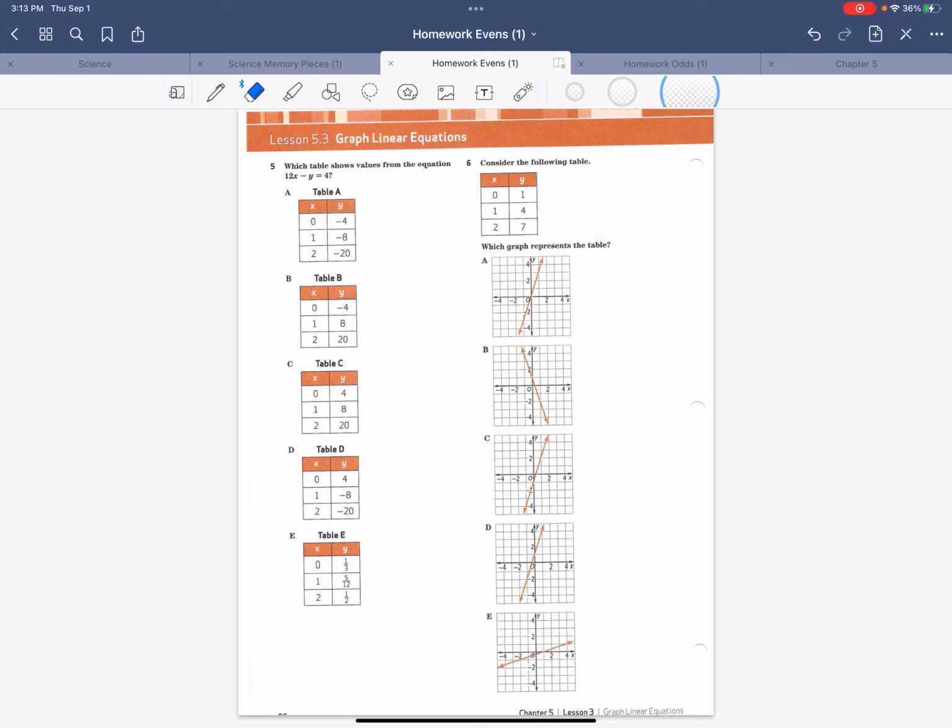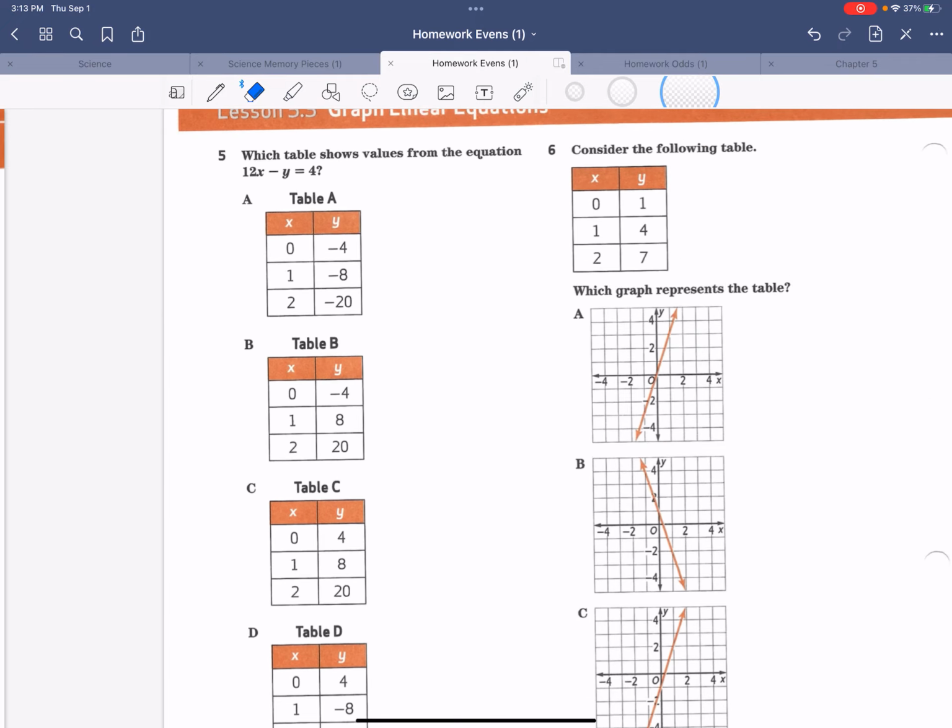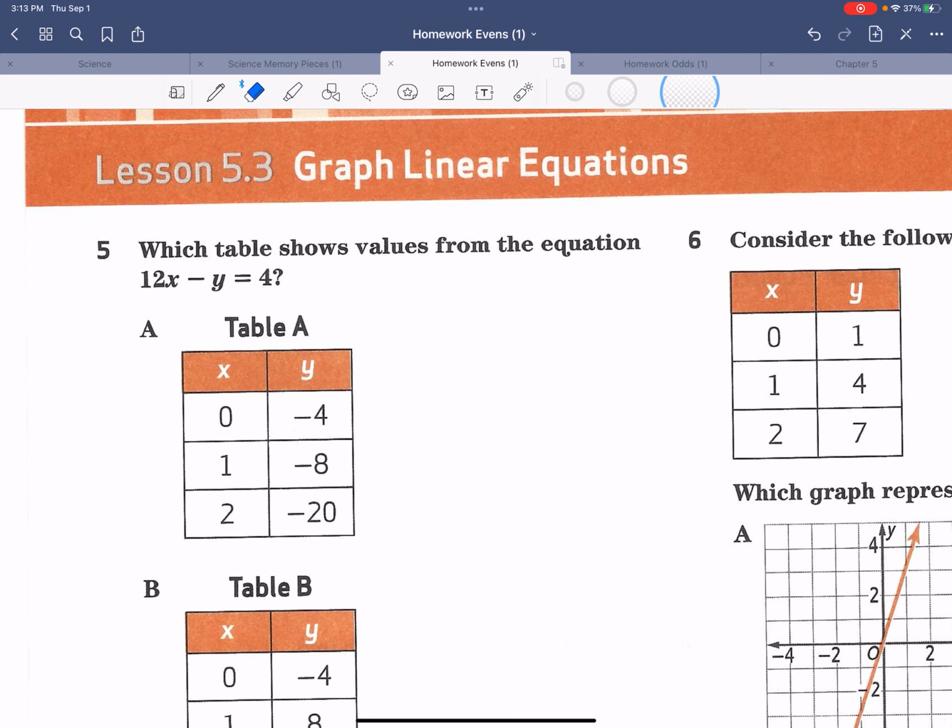I am on page 86 in the exercise book, and we're looking at number 5. Which table shows values from the equation 12x minus y is 4? Now, I just want to call your attention to the fact that this is in standard form. That's okay. I'm just used to slope-intercept, so just be careful when you start working with the formula.